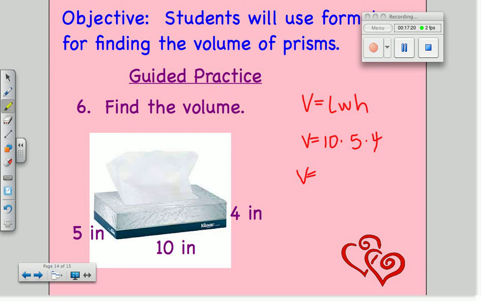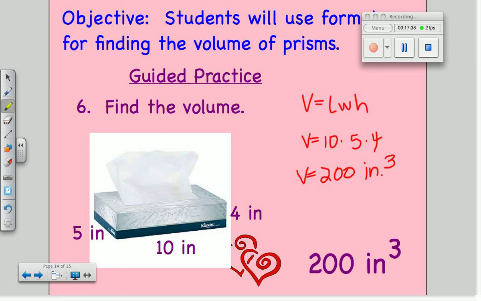Again, since we can multiply in any order, let's save the 10 for last, because it's the easiest one. 5 times 4 is 20, and a 0, 200. So the volume is 200 inches cubed.